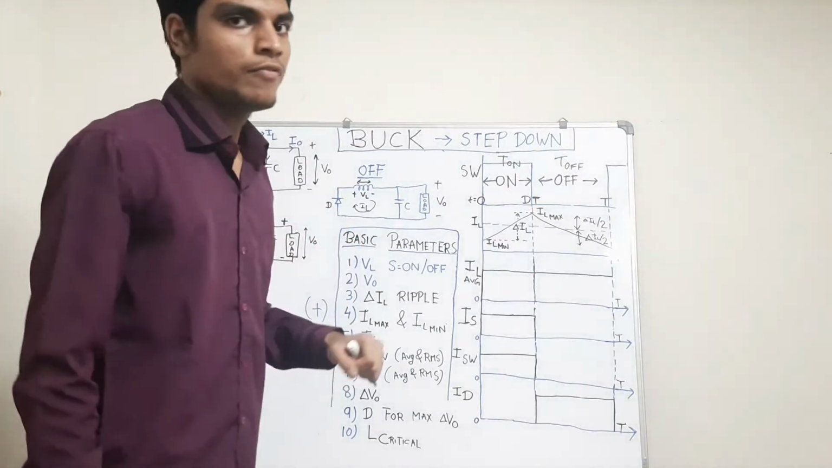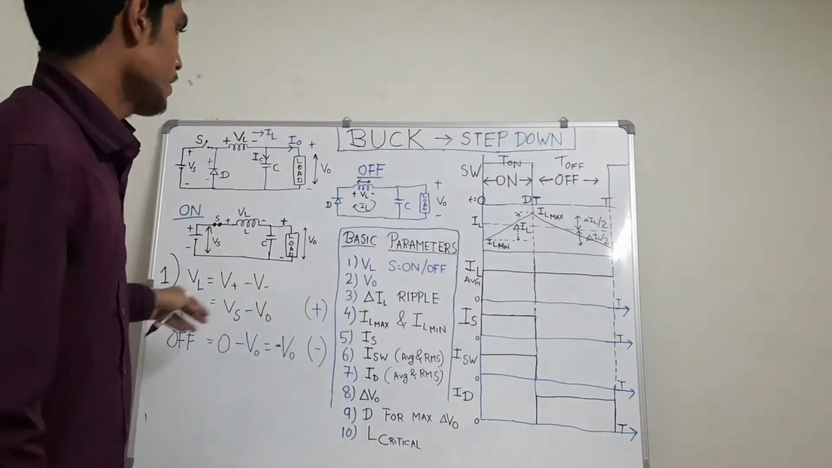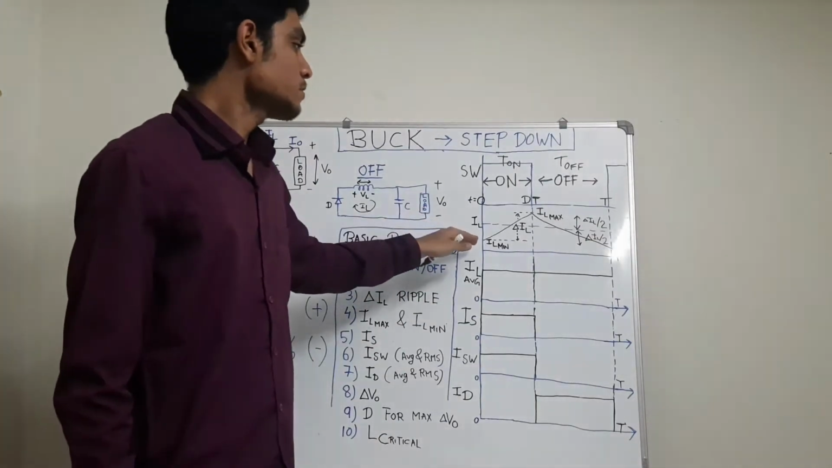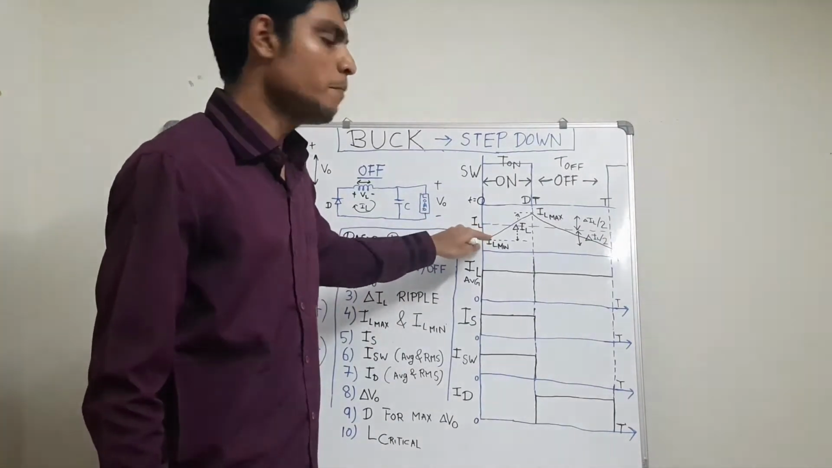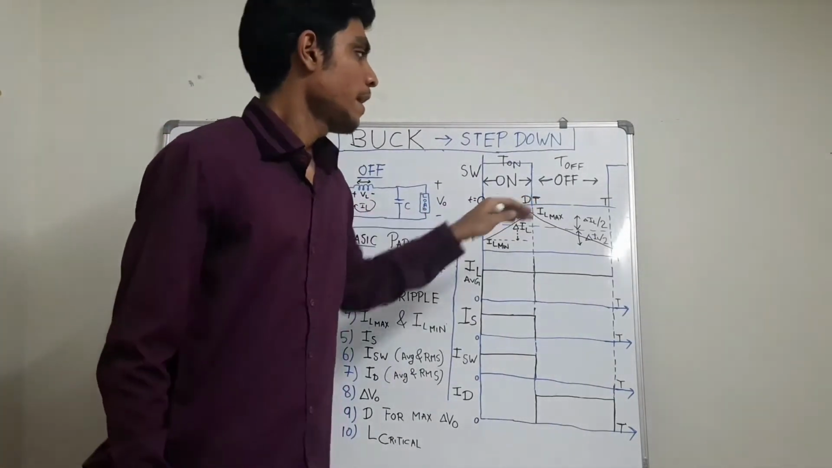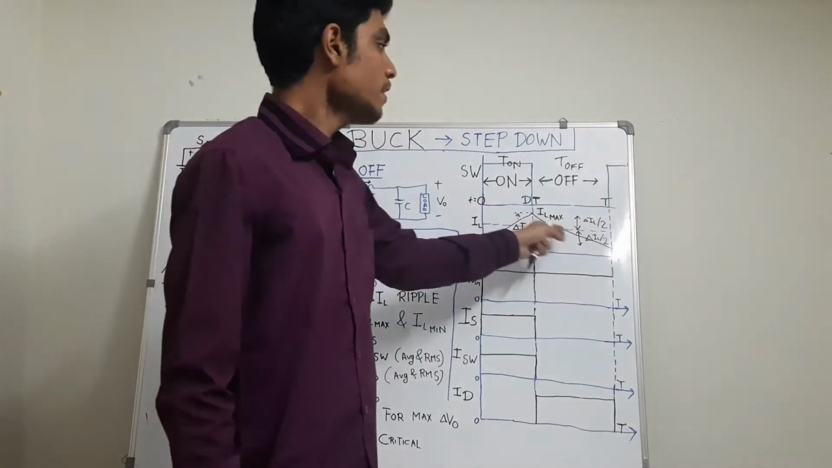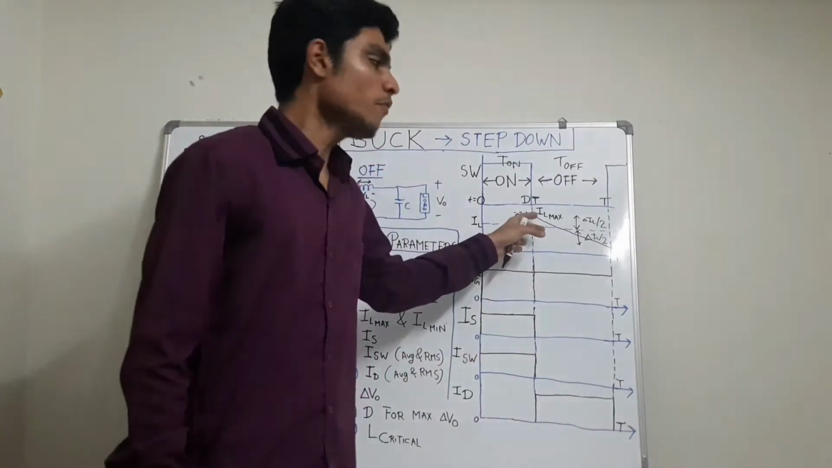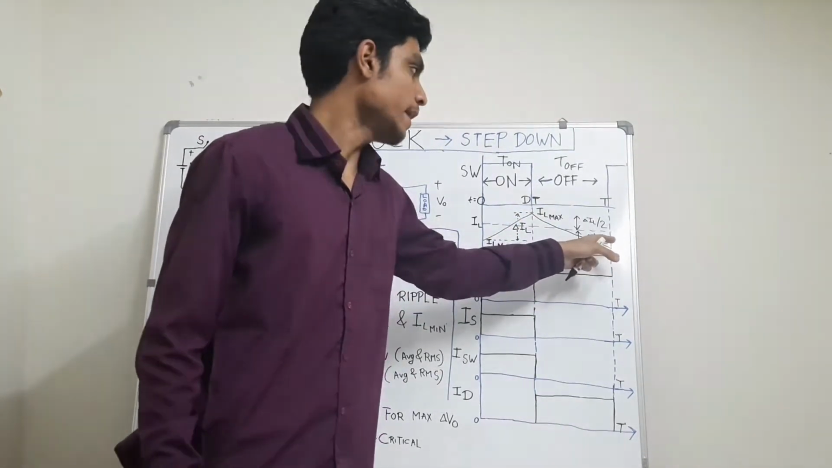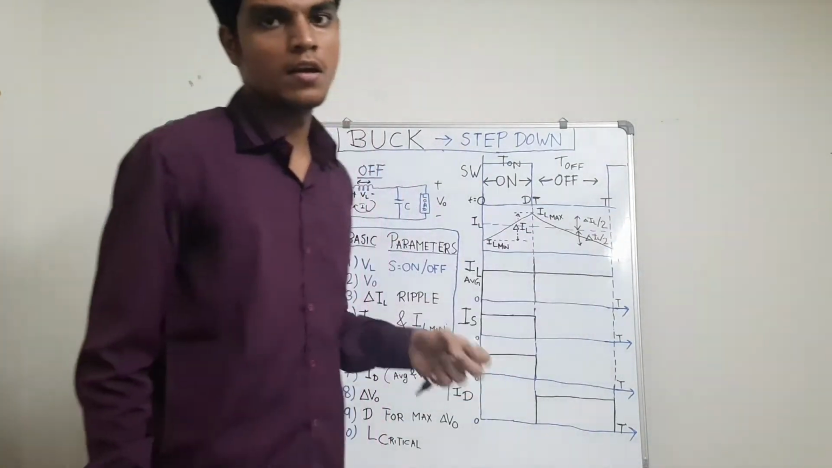Let's see the waveform of the inductor current. Whenever it is charging during the on time, the inductor current rises from the value IL min, that is the minimum current, to the maximum current IL max. Whenever the switch becomes off, it starts discharging from the maximum value IL max to the original IL min value that was at the start of the cycle, and the cycle gets repeated.